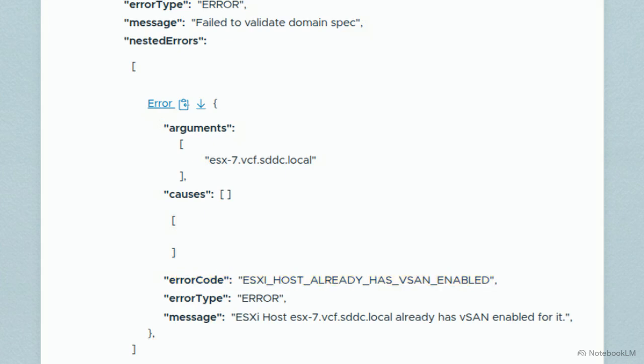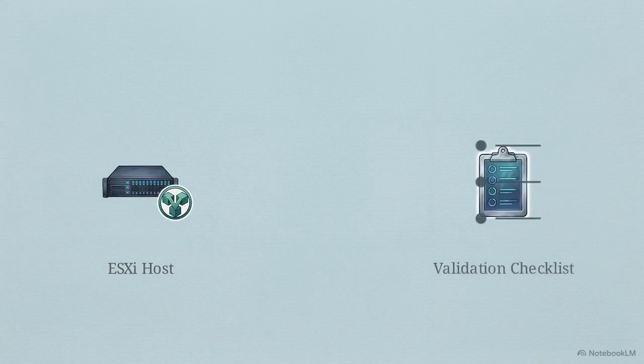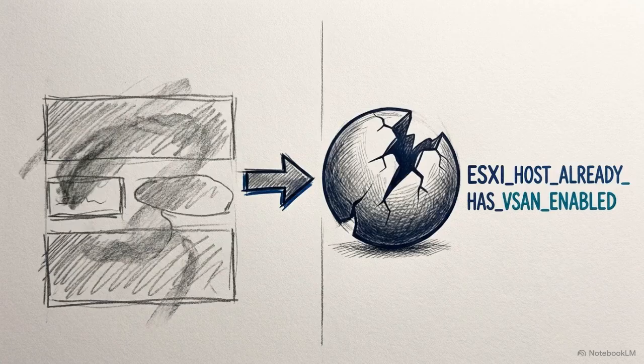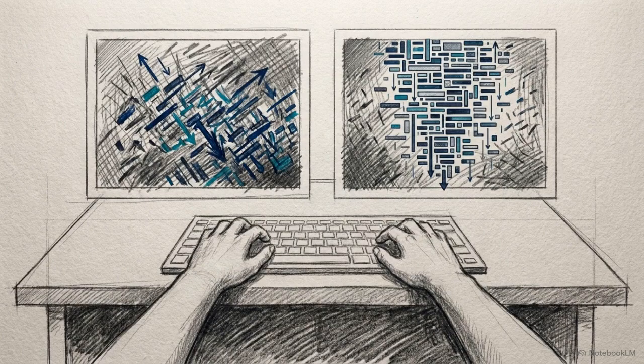This translates to a clear operational reality. The target ESXi host was improperly pre-configured with vSAN before the automation workflow began. This pre-existing configuration caused the automated domain validation to crash because it encountered an environment that didn't match the deployment spec. By interrogating the nested JSON, the engineer turned a vague dashboard error into a precise, actionable fix for the ESXi host.